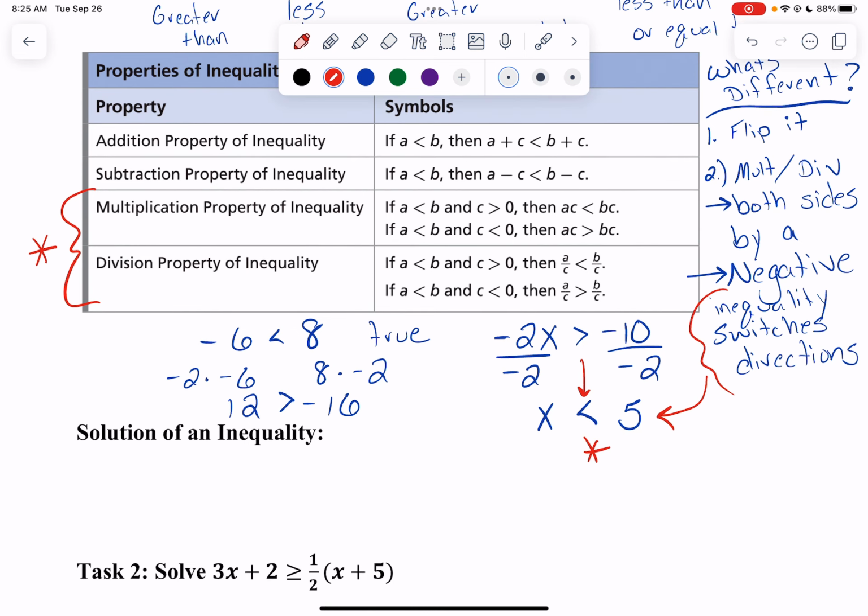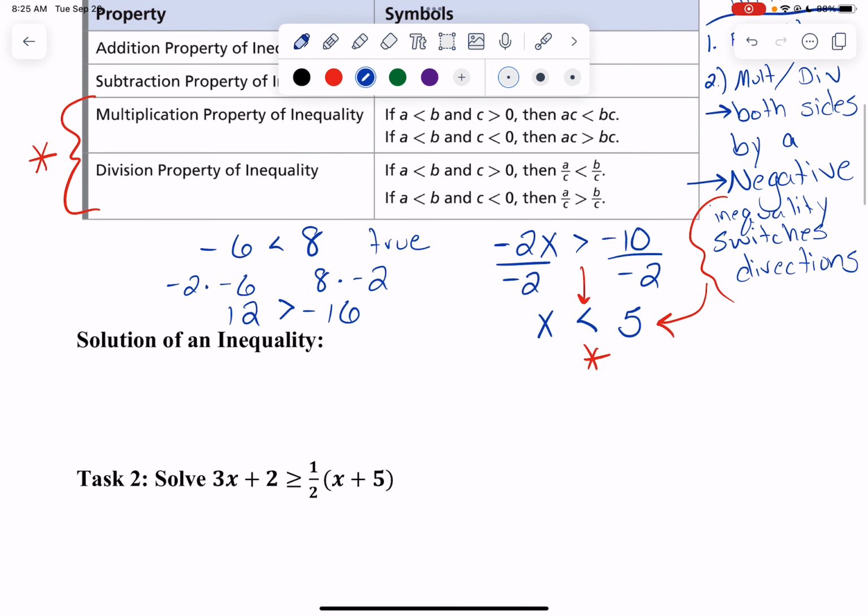Okay. So we're going to be finding solutions to an inequality. Unlike our solution to an equality, previously our solutions have been one single number.